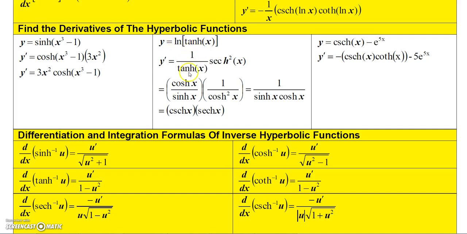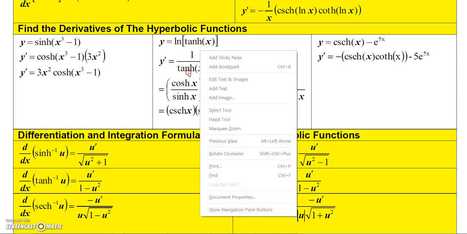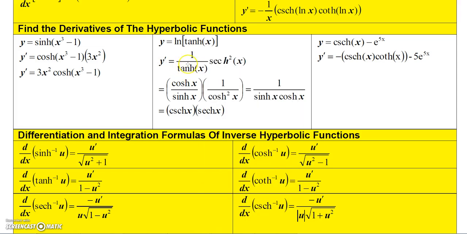It's 1 over u, so it's going to be 1 over this hyperbolic tangent here, and then multiply by the derivative of the hyperbolic tangent. Because that's the u here. So it's 1 over u and then times the derivative of u. So it's 1 over hyperbolic tangent of x and then times the hyperbolic secant squared of x.